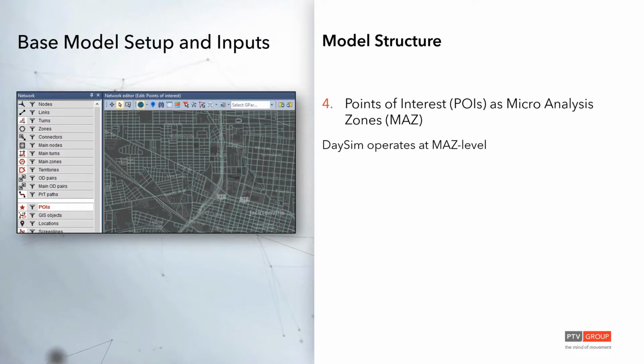NERPMAB operates at two geographies. So it operates at TAZ level and then also at MAZ level. And DSIM operates at MAZ level. And TAZs and NERPMAB, they are represented as zones, but MAZs are represented as points of interest. So let's look at points of interest and how MAZs are defined.